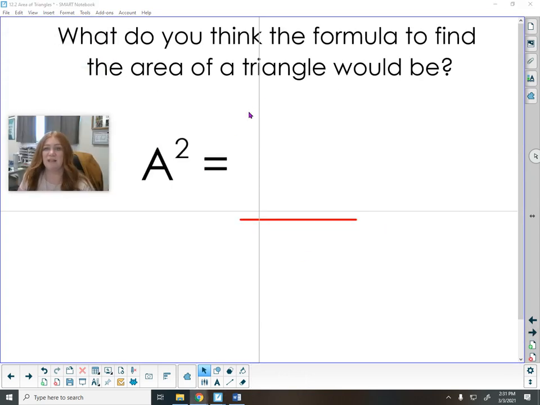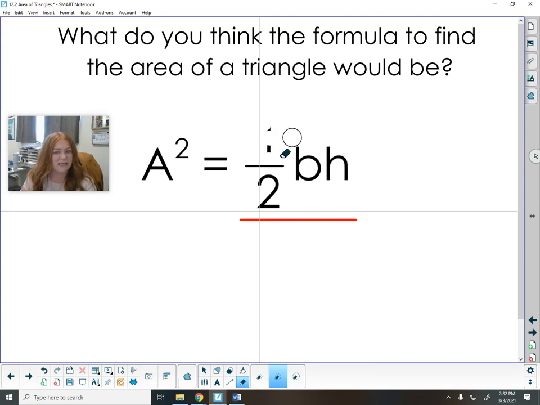So what do you think the formula might be? So take a second and write down, what do you think the formula for the area of a triangle is? So the official formula is half of the base times the height. We'll take a look at that. And I like to think of it a different way, and it means the same thing.